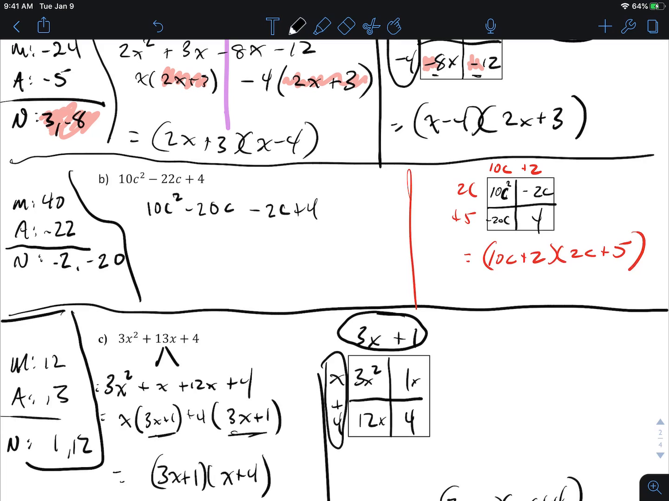So I could take the 10c out, right? So I'm breaking it down the middle. I'm going to get the 10c. I'm going to factor out. I'm going to get c minus 2.